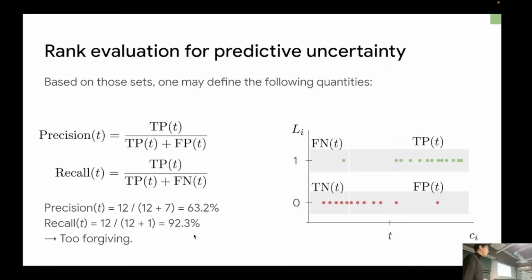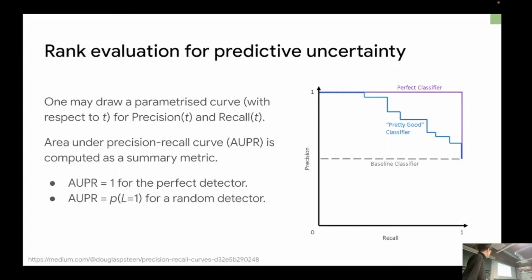This is too forgiving. So here the problem is that for infinite values of t, you can get quantities like precision and recall. So how do we make a final number that's going to tell us whether this model is doing a good job at detecting correct samples? For that, people look at the area under the curve. So we plot the precision-recall curve, like here.